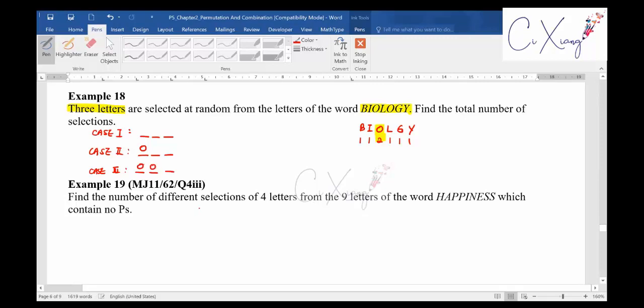Can I have 3 O in the selection or not? Cannot. Why? Because maximum you have 2 O only. Can you see that? Maximum you have only 2 O. How can you get 3 O in your selection? So the maximum number is 2 O only.